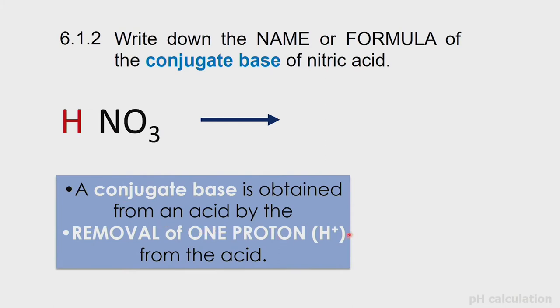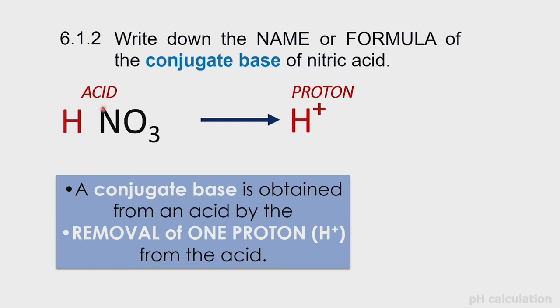One proton. What's a proton? H plus, a hydrogen ion, equals the proton. We remove that from there. So which one will I take? The H, the N, or the O? Of course, I'm going to take the H away. So this is what I do. I take it away from there and it becomes a proton. So the plus part, without the electron, it goes away.